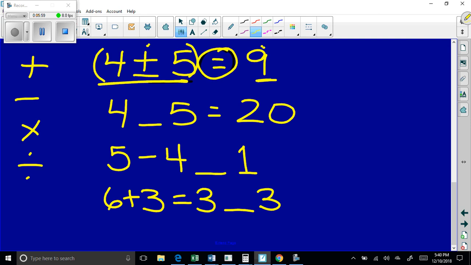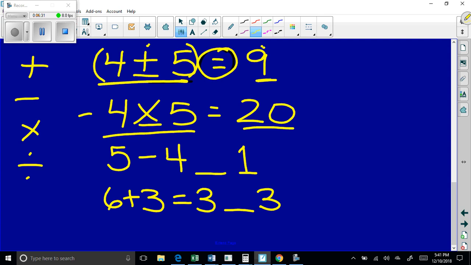In the second one, you can see I have 4 blank 5 equals 20. So over here, I need to do something to 4 and 5 that's going to make it the same as 20. So I know it's not addition because when I add it, it gives me 9. Subtracting would give me negative 1. So 4 minus 5 would be negative 1, which is not 20. But I can try multiplication. 4 times 5 is 20. So my missing symbol would be multiplication.